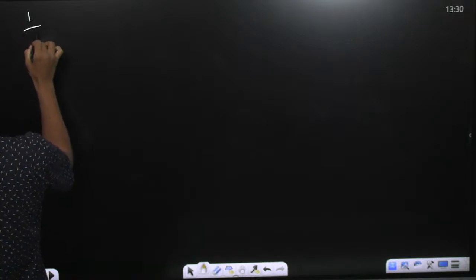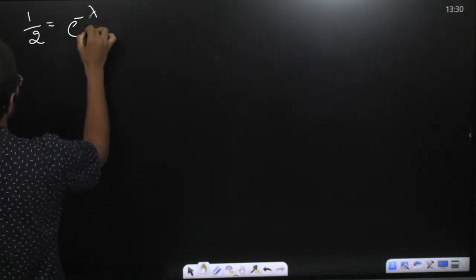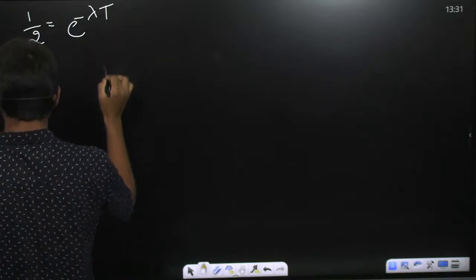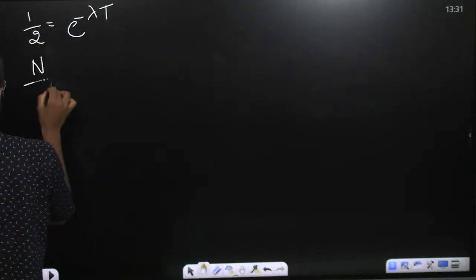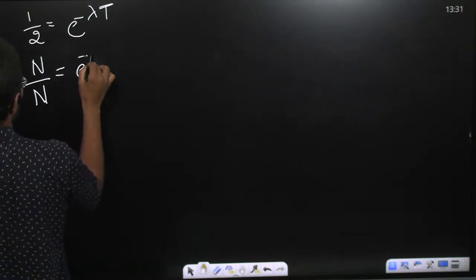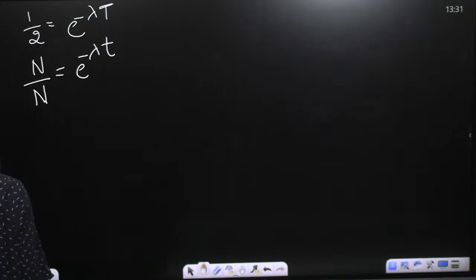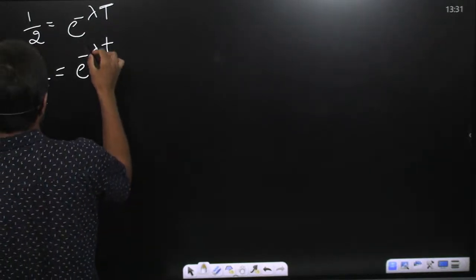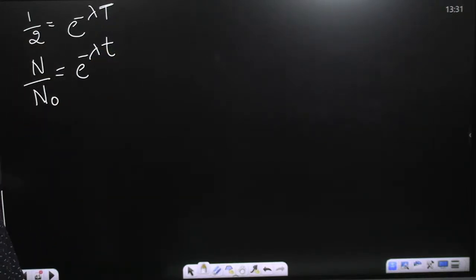We know that half is equal to e power minus lambda T, where T is the half-life. And N by N naught is equal to e power minus lambda t. Actually, the answer for this question in NTA is given wrong. So this is the right answer. Please be careful and check.